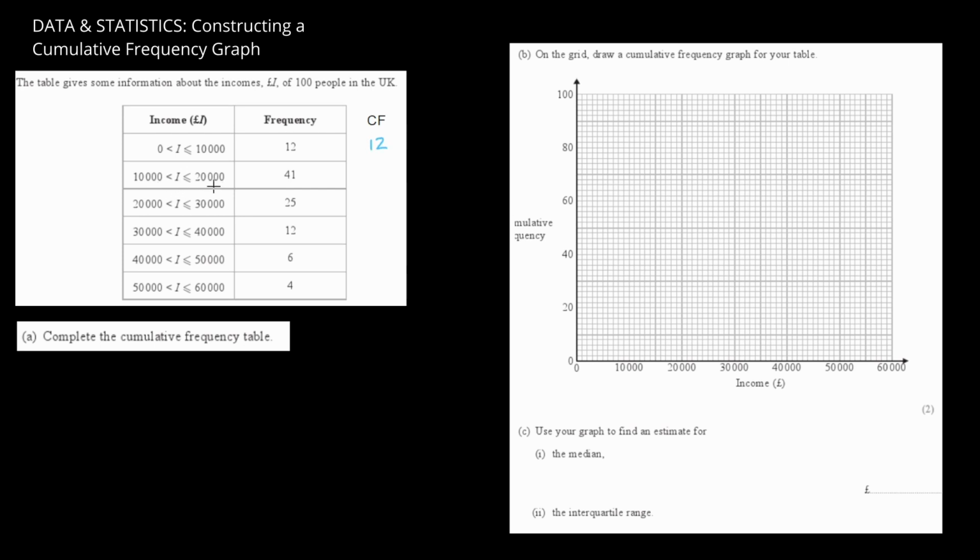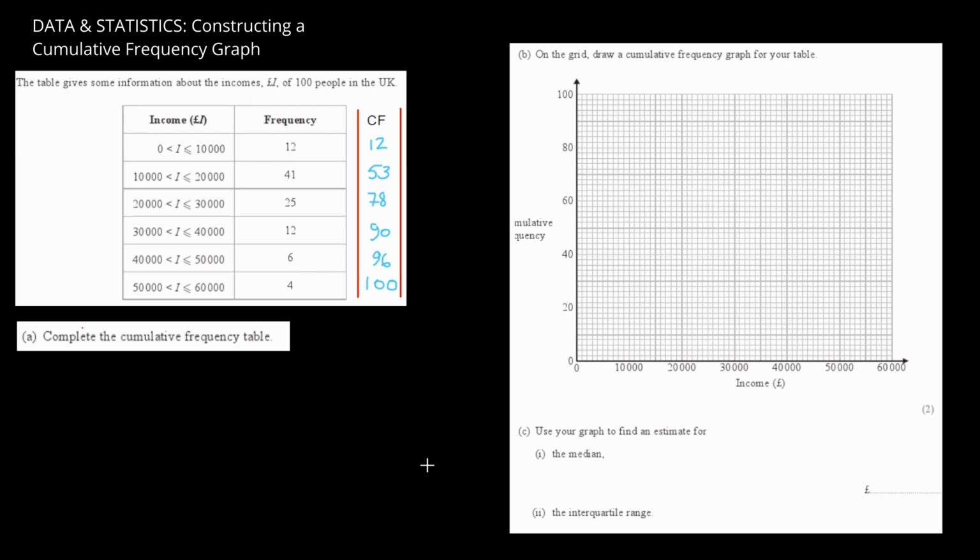Now, if we're talking about up to 20,000, we must include 12, but we must add to them the people whose income is between 10 and 20,000. So 41 gets added to 12 and makes 53. And the rest of the results are as follows. It looks like the arithmetic is correct, because if there were 100 people in the survey, we've managed to capture all 100 in our addition of the individual frequencies. So that's the answer to Part A.